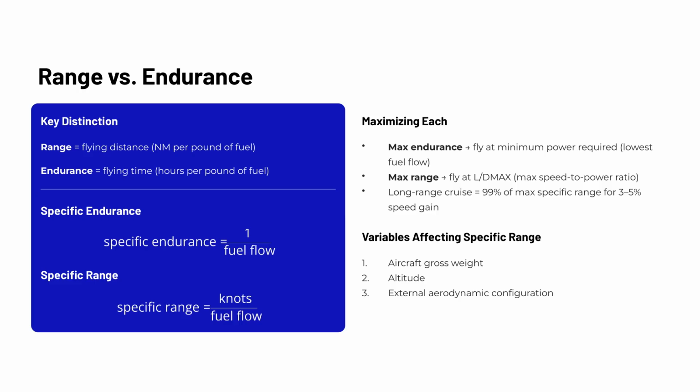It is also important to recognize that specific range is not a fixed value. It changes with aircraft gross weight, altitude, and external aerodynamic configuration. As fuel burns off and weight decreases, or as you climb to a more favorable altitude, your specific range will shift accordingly. Monitoring these variables allows you to make informed adjustments throughout the flight.